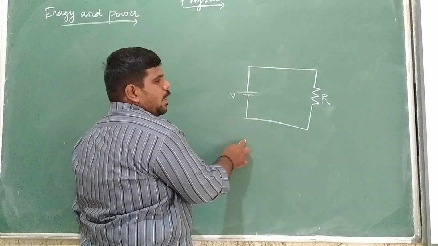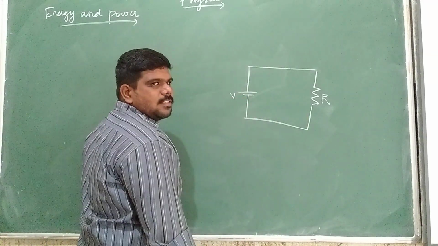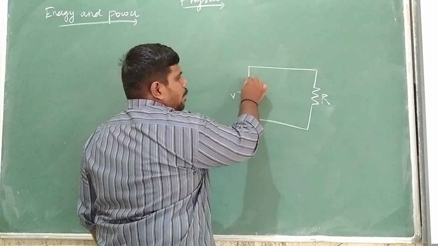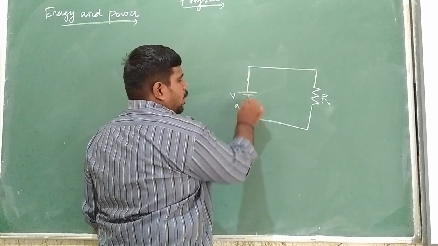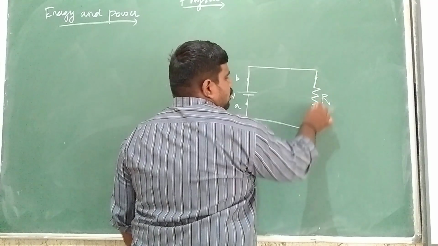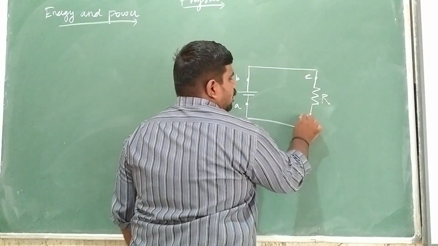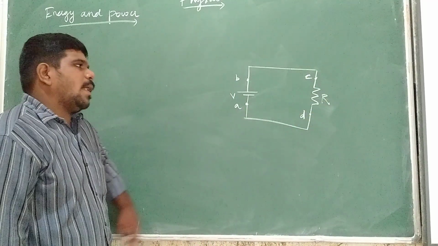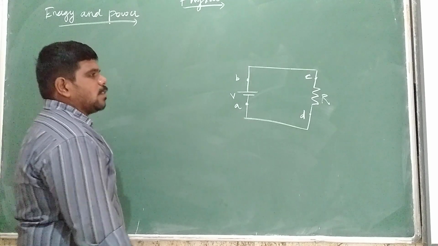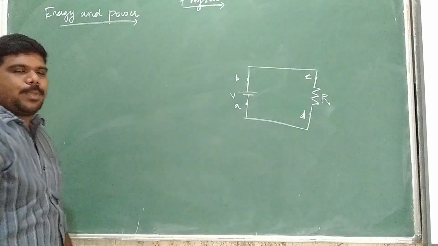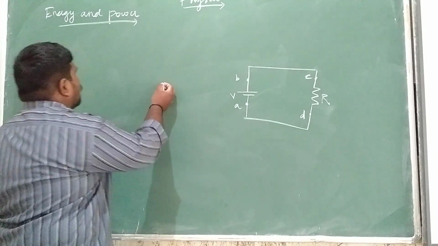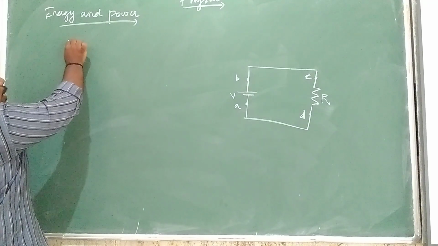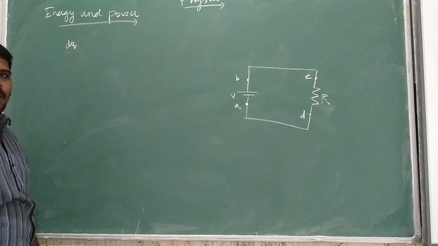So this is what we saw in the previous sessions. Today's session we are going to see about electrical energy and electrical power. When a battery is connected to a conductor, a current is established, so the battery provides the electric potential energy supply to the system.